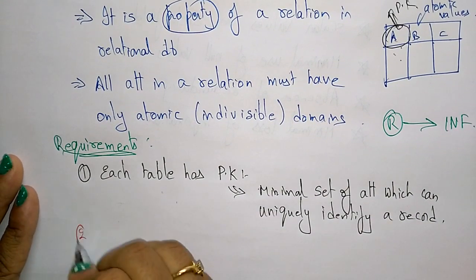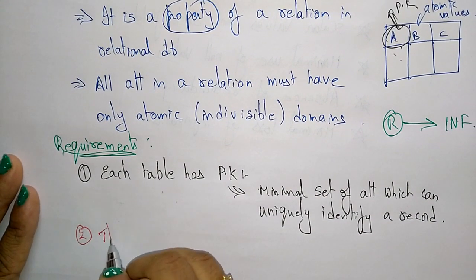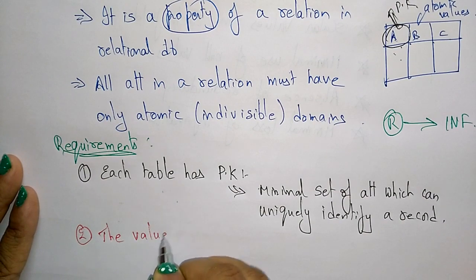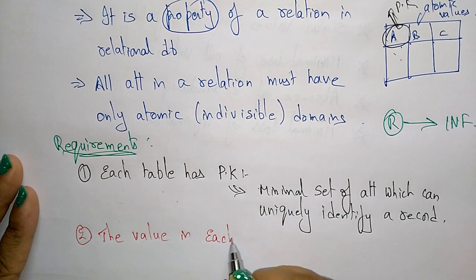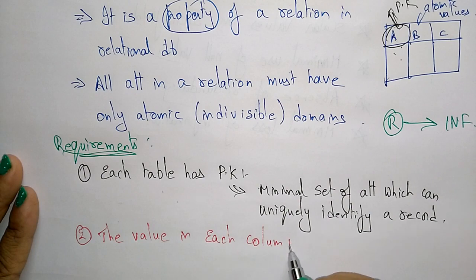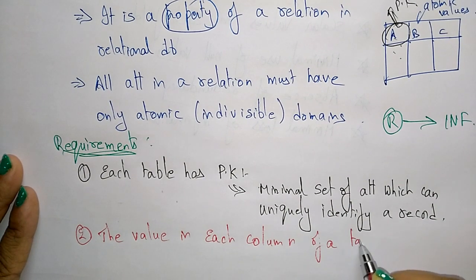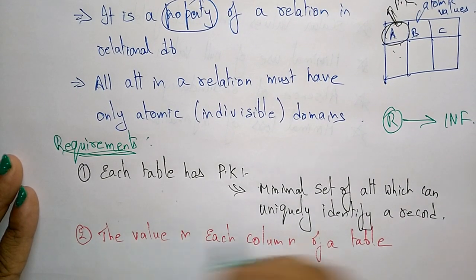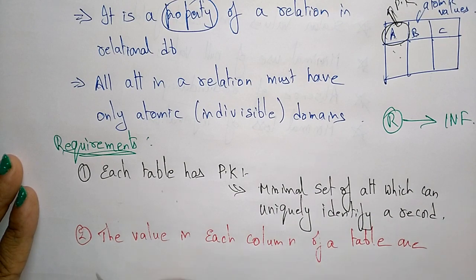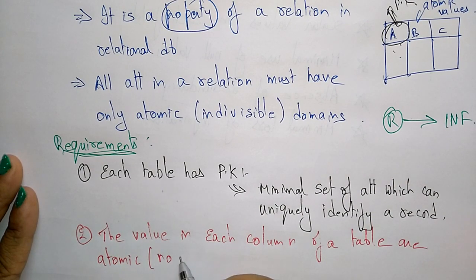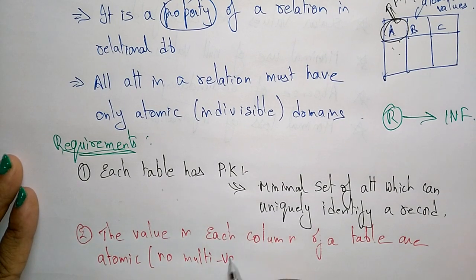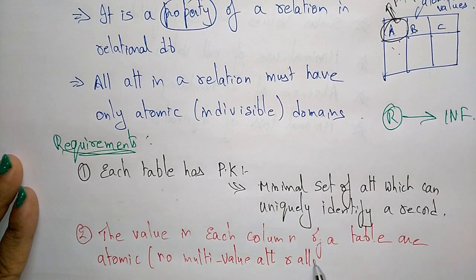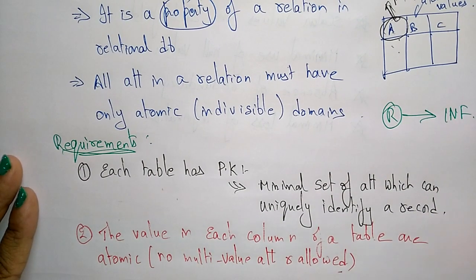Now coming to the second requirement. The value in each column of a table is atomic, meaning no multi-value attributes are allowed. Atomic means no multi-value attributes are allowed. So this is the second requirement.